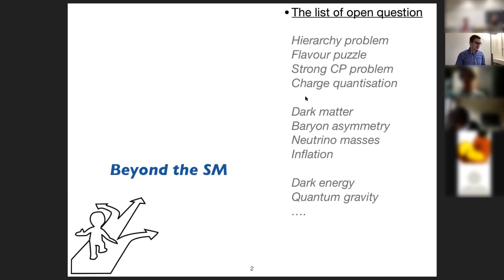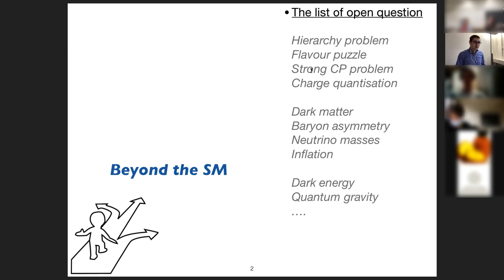All right, so first, why do we talk about beyond the standard model? There is a list of open questions to which the standard model of particle physics cannot answer. And these I put here in three different categories. The first category has to do with some structural, mathematical issues of the standard model. For example, the hierarchy problem, why the Higgs is so light, or the flavor puzzle, why the masses of the fermions have such a funny structure, why those numbers are so hierarchical in the quark sector and anarchic in the neutrino sector.